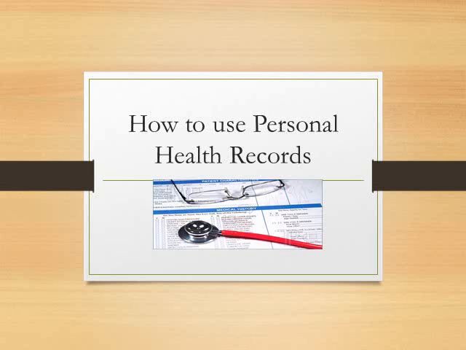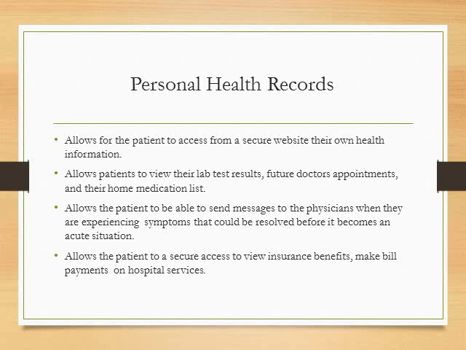How to use personal health records. Personal health records allow the patient to access their own health information from a secure website. They allow patients to view their lab test results, future doctor's appointments, and their home medication lists. It also allows the patient to send messages to their physician when they are experiencing symptoms that could be resolved before it became an acute situation.